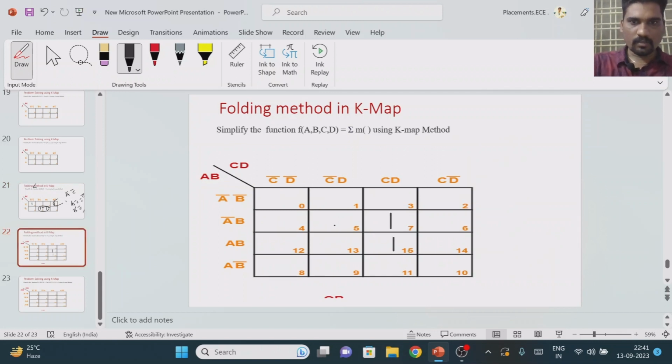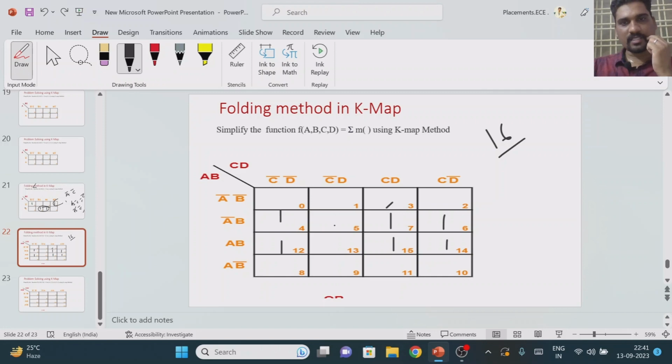Fine, 1 1 1 1, something like this we'll consider as a group of 1 1, right? Now, what is the first priority we need to give? A group of 16 ones, right? Is there any 16 ones? This time we'll start from here, from cell number 7. So the 7th cell we will start.